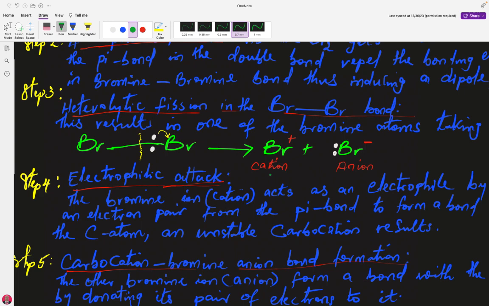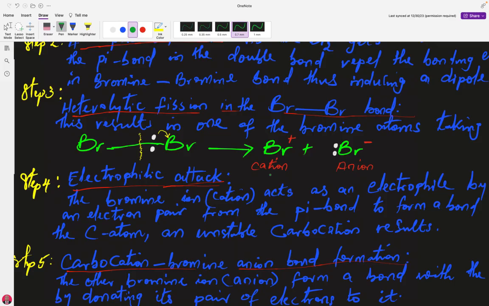What are electrophiles? Your teacher must have told you that electrophiles are electron deficient species. These are atoms, ions or species that don't have enough electrons. They lack electrons to make up the 8 electrons in their outermost shell. So for that reason, they are very, very reactive. Once more, electrophiles are electron deficient species.